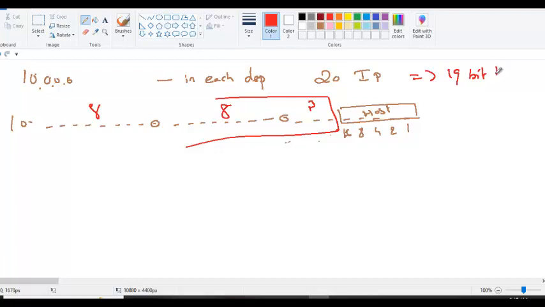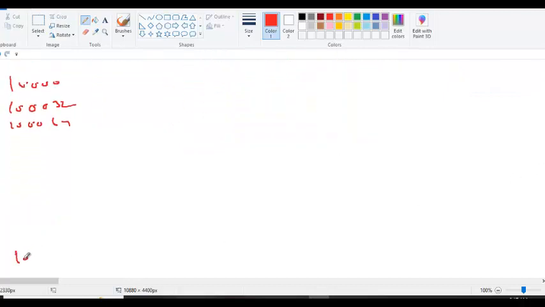What is the face value here? 32. So 10.0.0.0, 10.0.0.32, 10.0.0.64, it goes like that, isn't it? What will be the last four? 10.255.255.224 is unusable because all three bits are on. See, if all these three bits are on, what do you get? 224. We should not use that. So you keep subtracting from down.